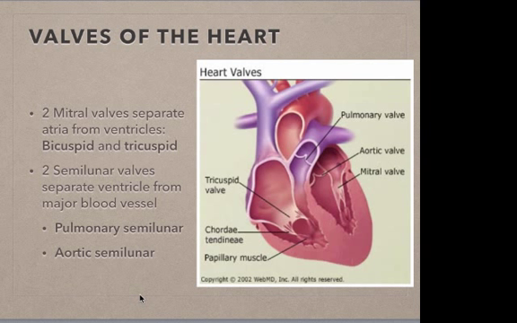There are also two semilunar valves, and these separate the ventricles from the major blood vessels. So we can see here the right ventricle pumps blood out through the pulmonary valve. Blood leaves the right side of the heart to go to the lungs. This pulmonary semilunar valve will close so that once the blood has been pumped out, it can't flow back into the heart. There's also an aortic semilunar valve, and that is going to do a similar thing where blood coming from the left side of the heart is pushed out into the aorta and can't go back into the heart.